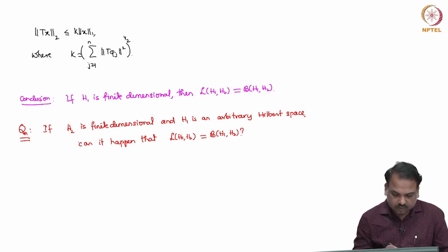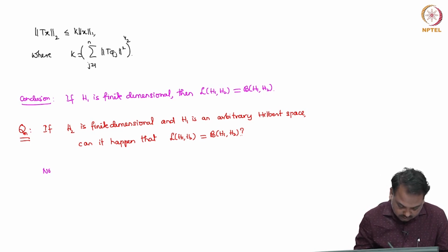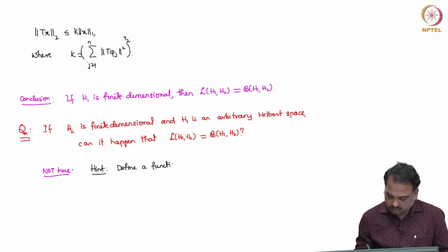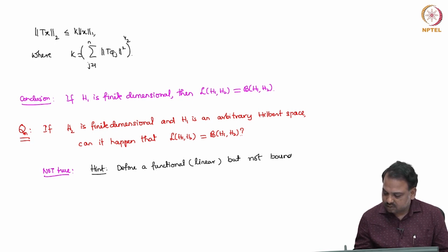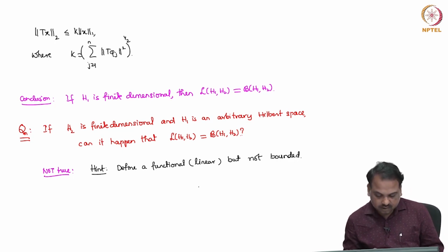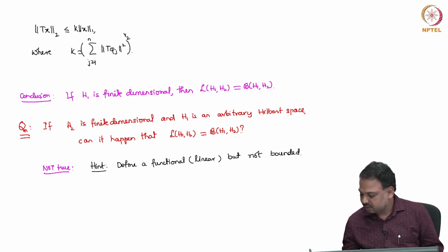Okay, in general this is not true. The hint is that we can define a functional which is linear but not bounded. We can always get such functions. So from that we can conclude that even though H2 is finite dimensional, a linear map need not be bounded. Okay, let us look at a few more examples.